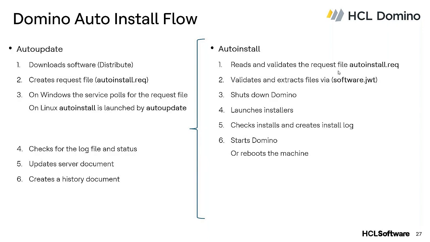So this is a security measure so that someone can't fake us into installing something that's not a valid kit, okay? And also, you can't fake a software.jwt because it's signed and the baked-in signature has to be used. You can't sign it with some other key. So anyway, we have extra steps to do the validation, but once we're ready to go, we shut down Domino.